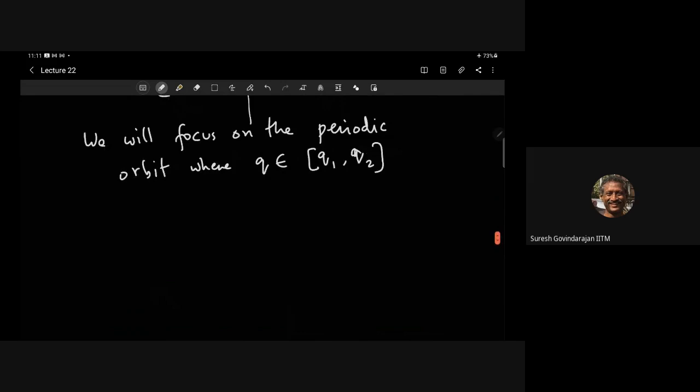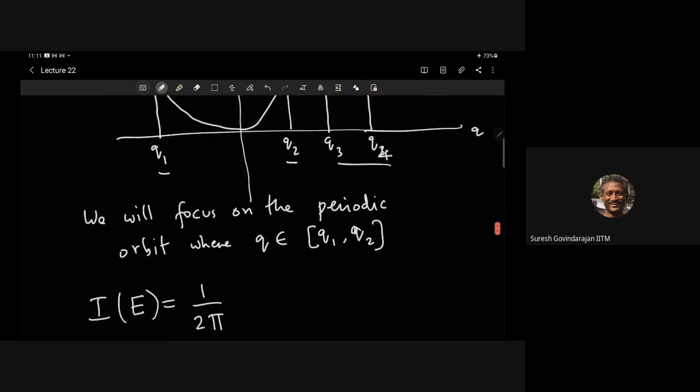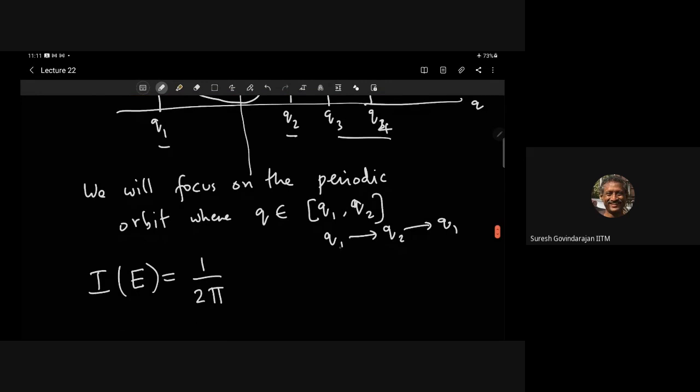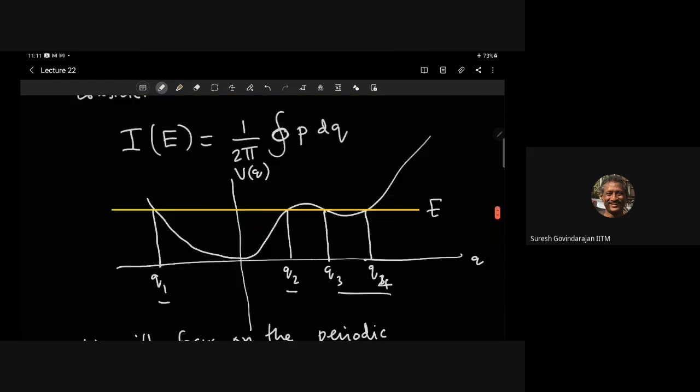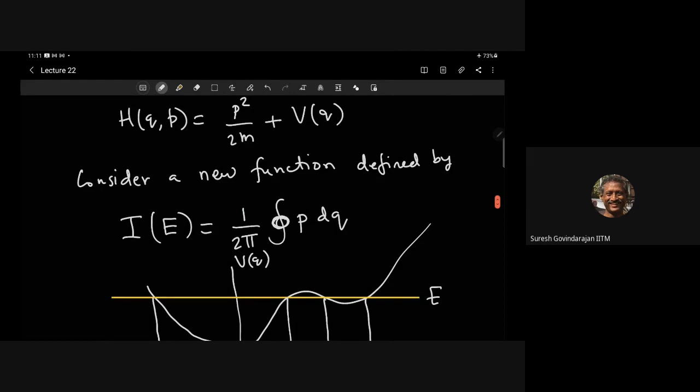So we can do this computation, and we have fixed the energy. We want to do this computation, 1 over 2 pi, closed orbit. What is a closed orbit? Let's say you start from Q1, go to Q2, and come back to Q1, right? But from symmetry or time reversal, you can show that this is equal to 2 times the integral from Q1 to Q2 of P. This circle in this integral says we do it over one cycle.